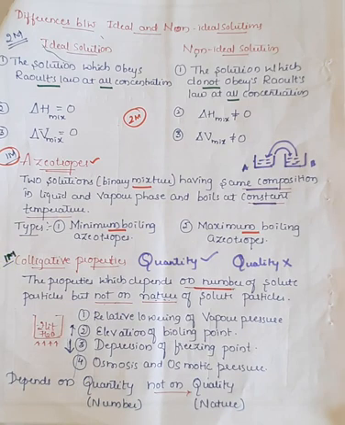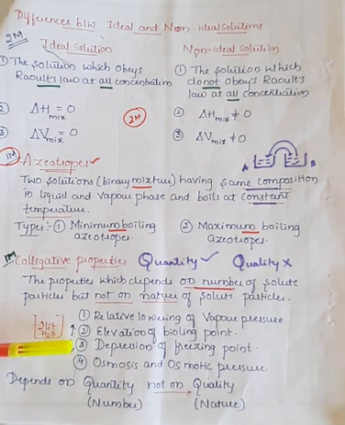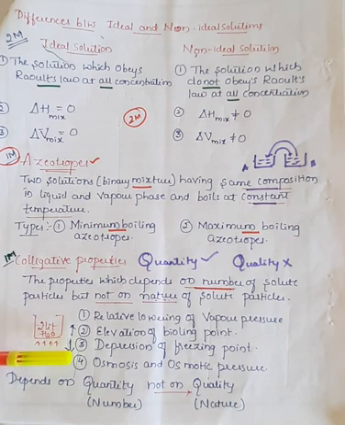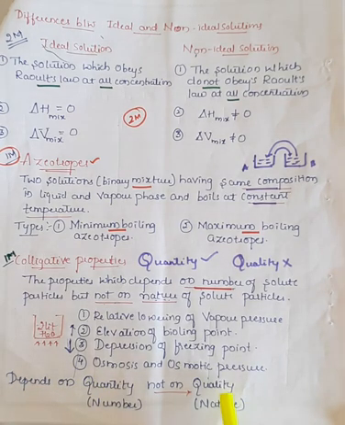For your syllabus, they have given four important colligative properties. One is relative lowering of vapor pressure, the second is elevation in boiling point, the third is depression in freezing point, and the fourth is osmosis, and they have also given the explanation regarding osmotic pressure. At the bottom I have also written the statement here. The colligative properties are properties which depend on the quantity, not on the quality, right? Quantity means number, quality means nature. The complete colligative properties information is only on the basis of number, not on the basis of nature.